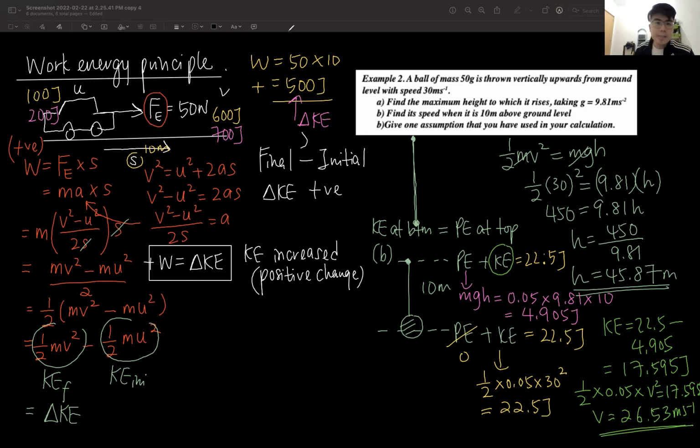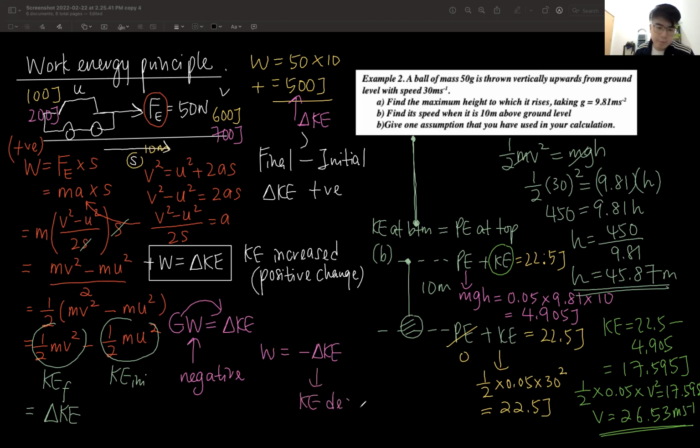Okay, so if your work is negative, W equals change in KE. If your work is negative, you put the negative here and move it to the other side, you get W equals minus the change in KE. This means your KE decreases. Because you take final minus initial and get a negative value, your final value is smaller than your initial value, so it is a decrease.